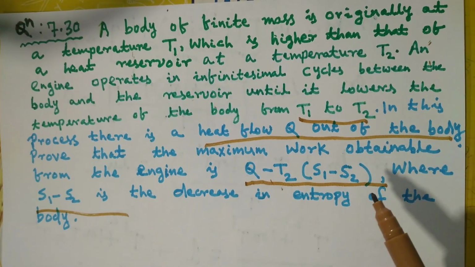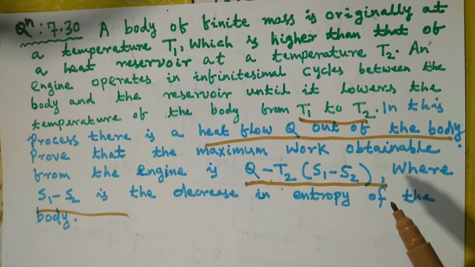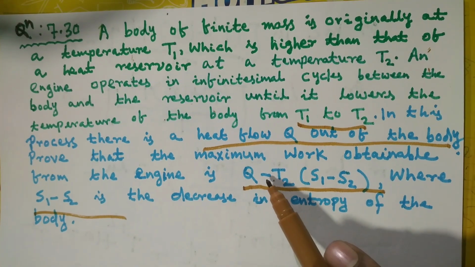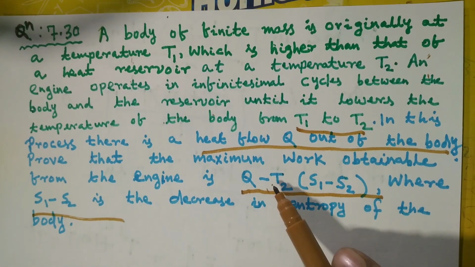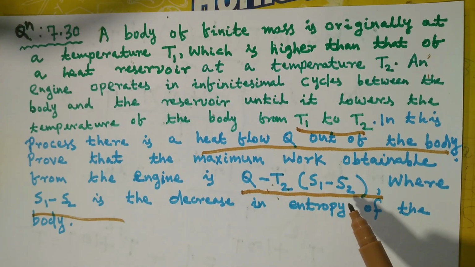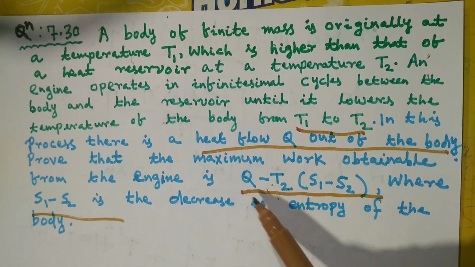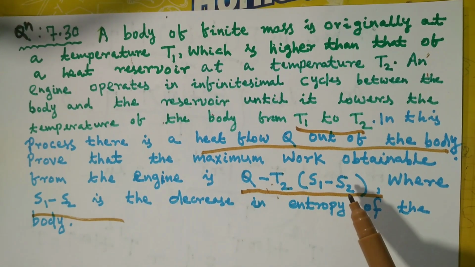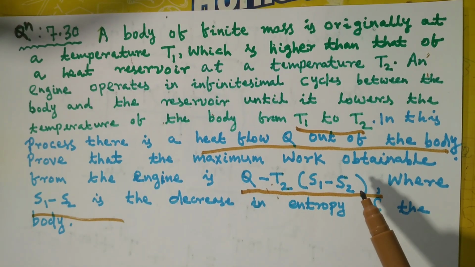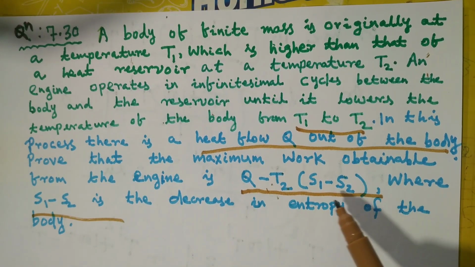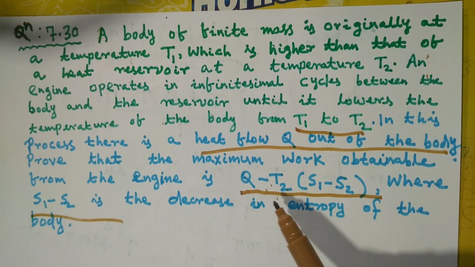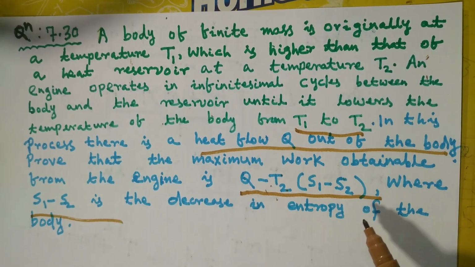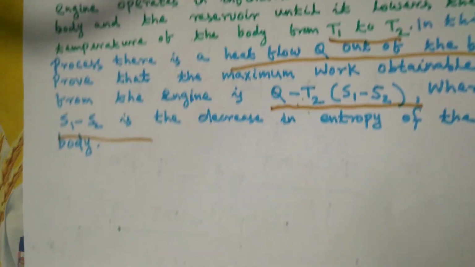The exactly same question has been solved in question number 7.14, but here in the question if you go through, you will find that it is written that maximum work is Q plus T2 multiplied by S1 minus S2. Maximum work cannot be higher than Q, so this is wrong. It should be Q minus T2 multiplied by S1 minus S2, because no matter whatsoever happens, work cannot be higher than the heat input. So it should be Q minus T2 multiplied by S1 minus S2, where S1 minus S2 is the decrease in entropy of the body.